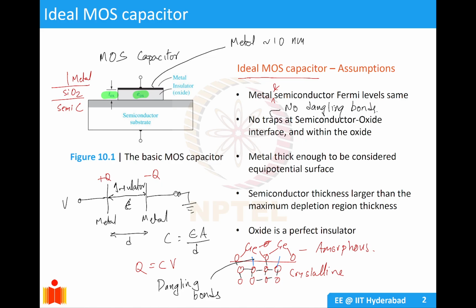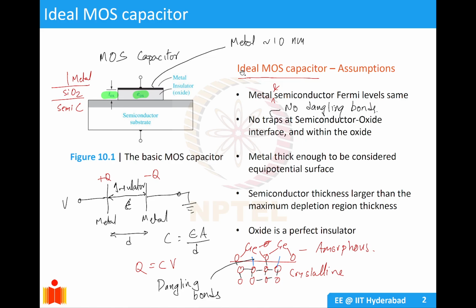So you have three regions: metal, insulator, semiconductor. Since we have inserted an insulator in the middle, this forms a capacitor between the metal and the semiconductor surface, and hence it's called a MOS capacitor or a MOS cap. You will also see the word MOS cap written; MOS cap means MOS capacitor.